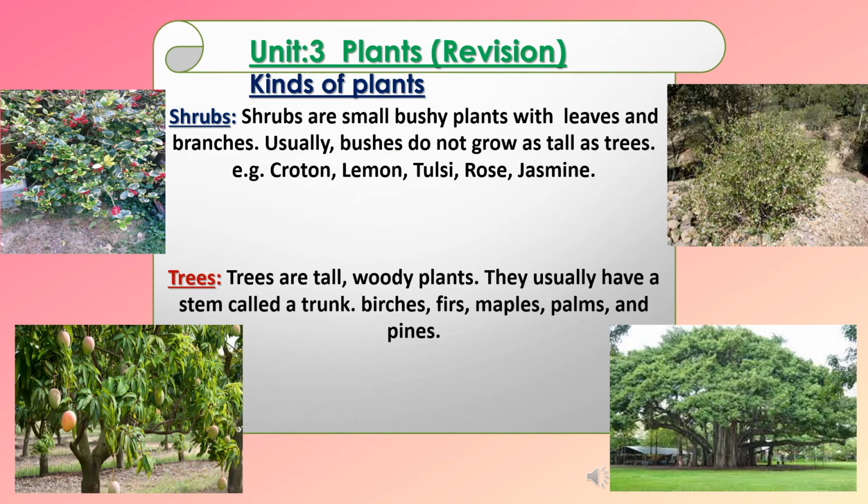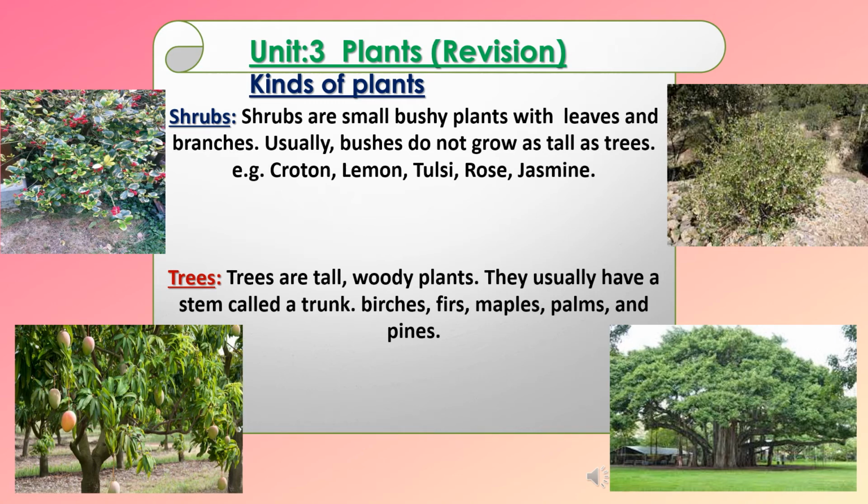Dear students, let's talk about some other kinds of plants. Shrubs. Shrubs are very bushy small plants. They have many leaves and branches. Shrubs do not grow as tall as trees. Some examples of shrubs are rose, jasmine, tulsi, lemon and croton, and there are many other shrubs also.